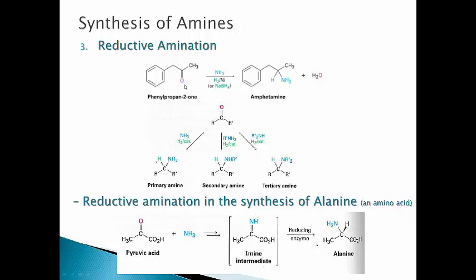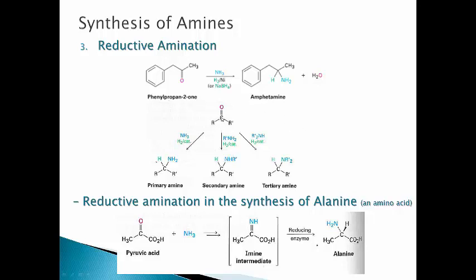Okay, so you can start with a ketone of some sort, and if you add NH3 and then sodium borohydride, you can form the imine, so changing this oxygen to a nitrogen, and then reducing down that double bond to the NH2. Okay, so that would be the synthesis for an amphetamine compound.